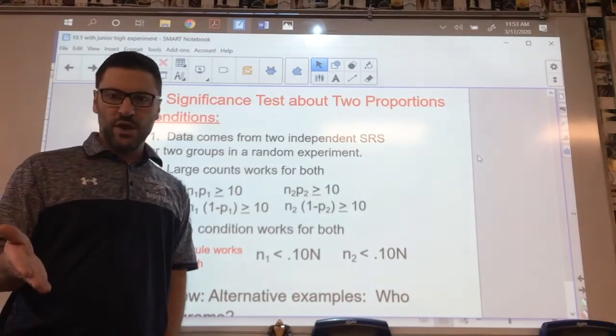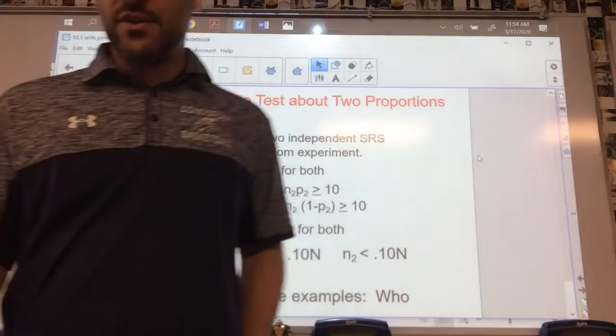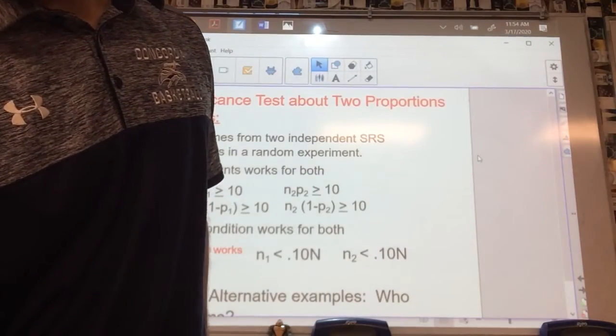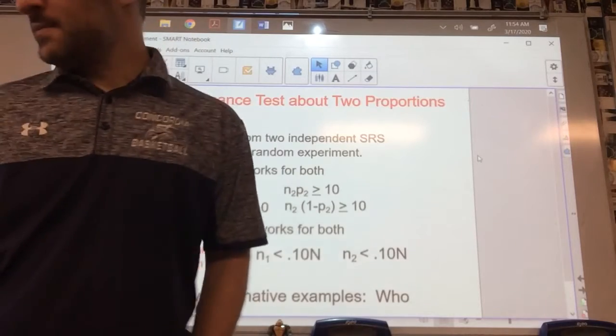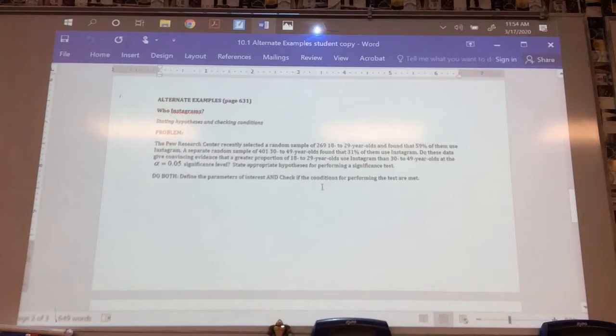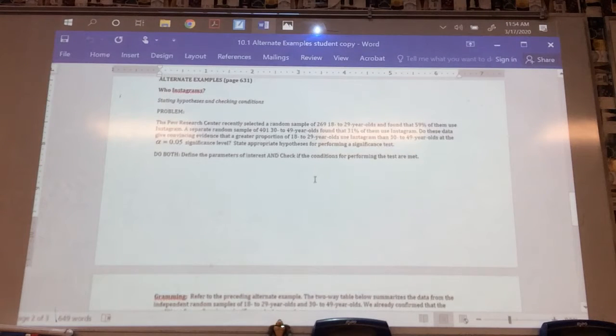Once again, you might notice you have to check it for each proportion. So the first question we're going to do is in your alternative examples, and the question is who Instagrams. So let me pull that up. Stating a hypothesis and checking conditions.